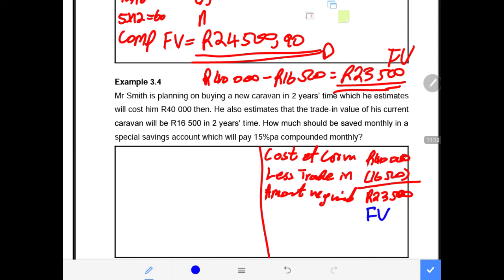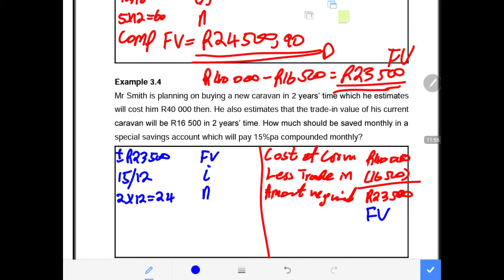This is what he needs in the future, which is 2 years to come. So now that means our future value will be plus minus 23,500. 23,500 is the future value. The interest that it is going to earn is 15% and is compounded monthly. So if it's compounded monthly, we need to say how many months we have in a year. There are 12 months in a year. Then our N will be 2 times 12. That means there will be 24 payments that will take place.